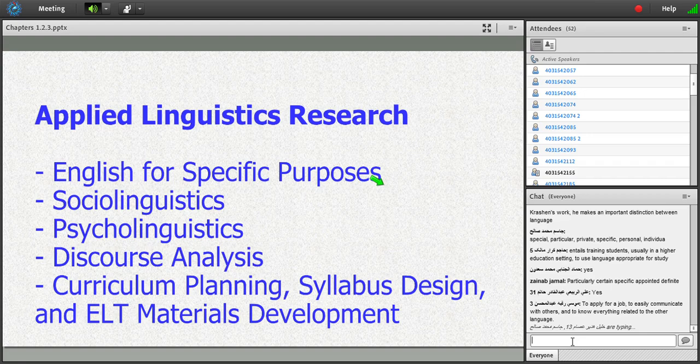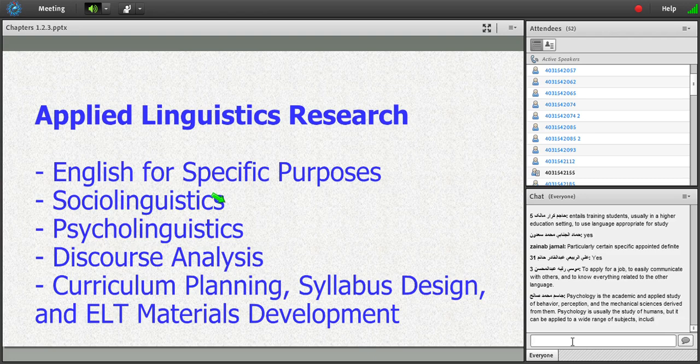That's right. Another area of research is sociolinguistics. Okay? So, what is it? Can you tell me some topics related to sociolinguistics? So can you say some topics of research in sociolinguistics?